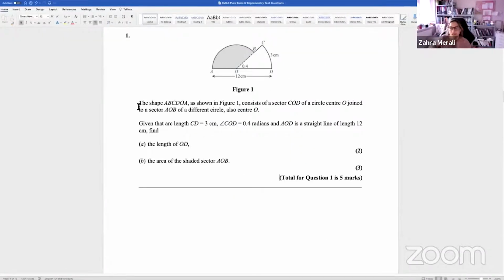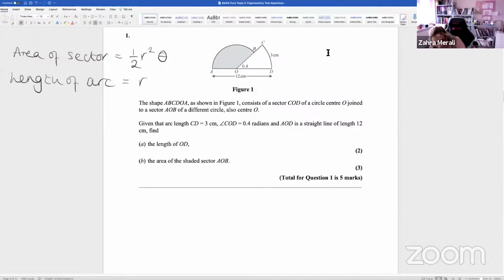So the first question that we have here, we've got a shape, we've got a sector, we've got arc length in radians. So straight away, you're going to think of your formulas. The formulas you should know is that we have the area of a sector, which is a half r squared theta, where theta has to be in radians. The length of an arc, which is r theta, again, where it has to be in radians.